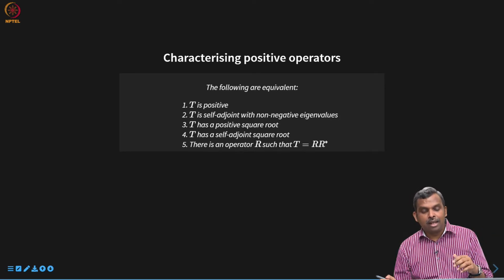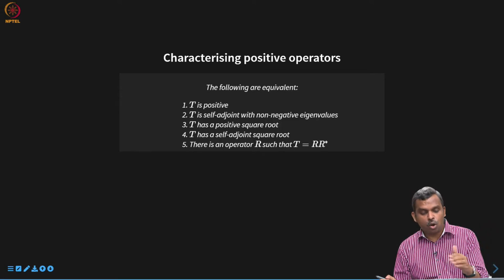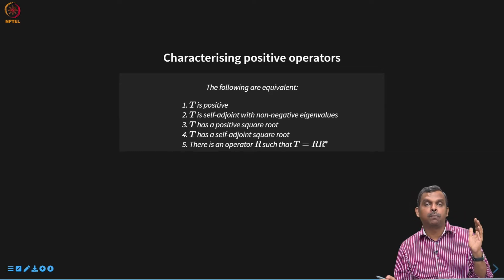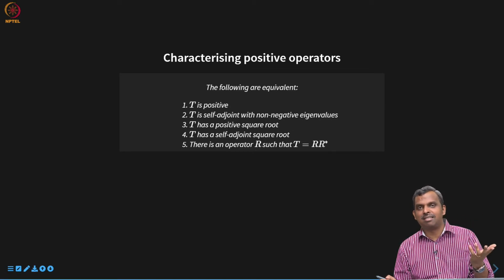So for instance, if T has a positive square root, then T itself is positive. Then T is self-adjoint with non-negative eigenvalues. Then there is an operator R such that T equals R star R. So all of this is true. Any one thing being true implies everything else is true. So how do you prove this following are equivalent? You just go through all the results in some order and ensure that everything implies everything else, and you're done.